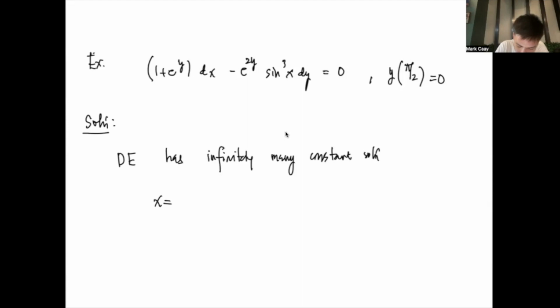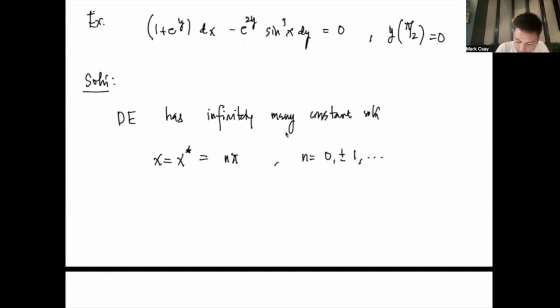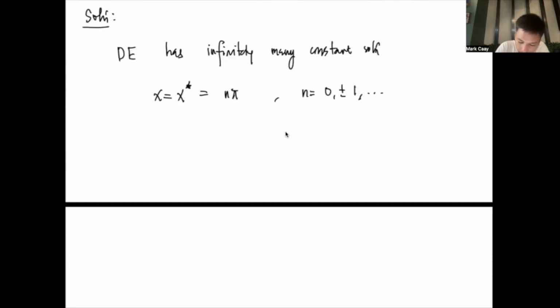Kasi your x equals x star, para magiging equilibrium point siya or a constant solution siya, hindi pa pala equilibrium point pa lang. Constant solution lang. Kung titingnan mo, in this case, magiging 0 yan, tama? This should be n pi, and your n ranges from 0, plus or minus 1 and so on. So, ang mangyayari dito, mga vertical asymptotes sila. Take a look into this.